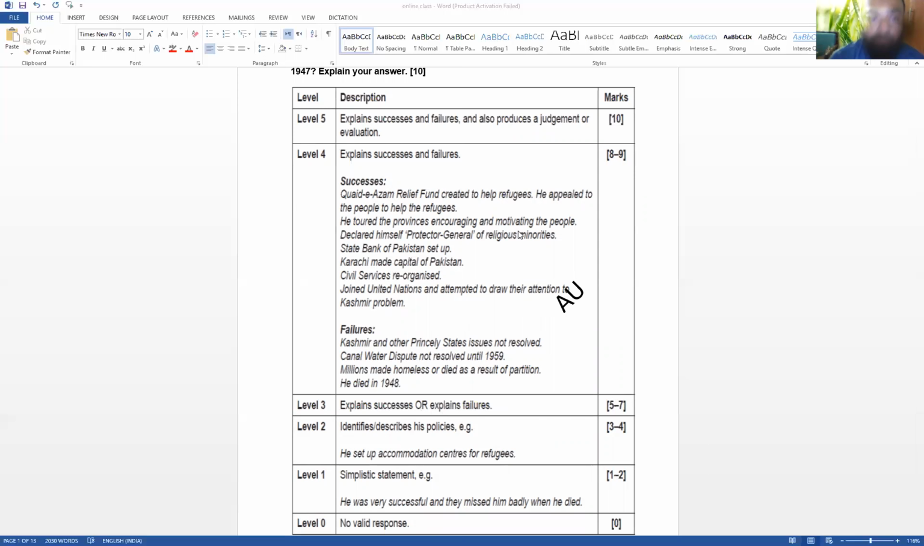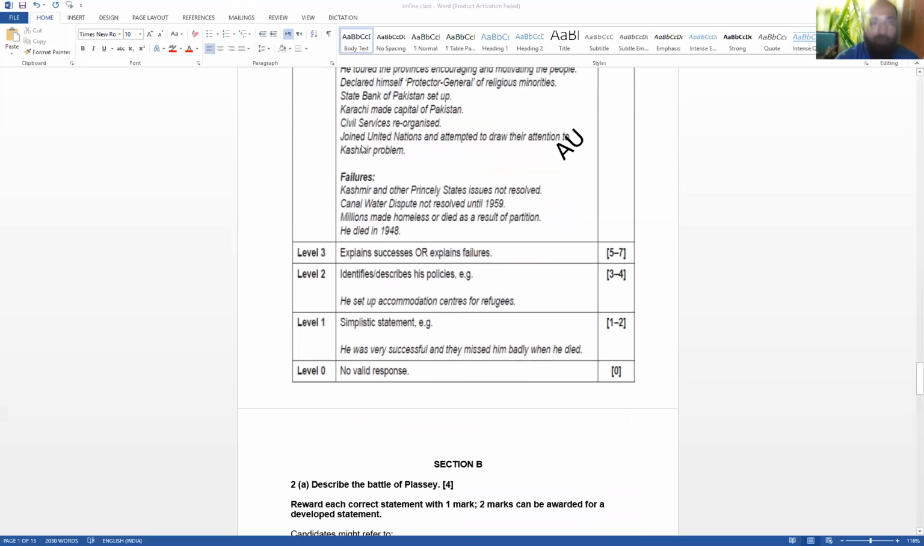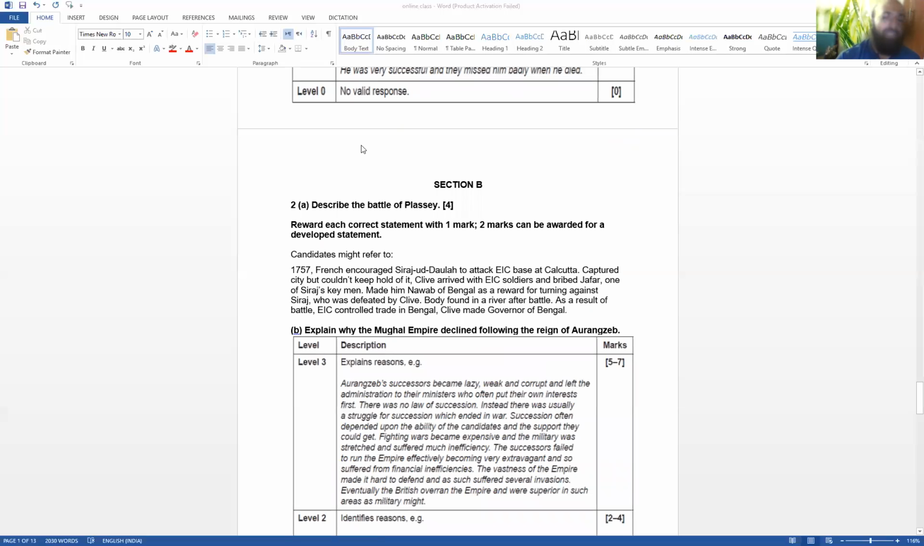But wait, look here. About level 5, he's supposed to give a judgment: did he become successful or not? And just describe one thing in it, and he can score very high marks. Now move towards section B.